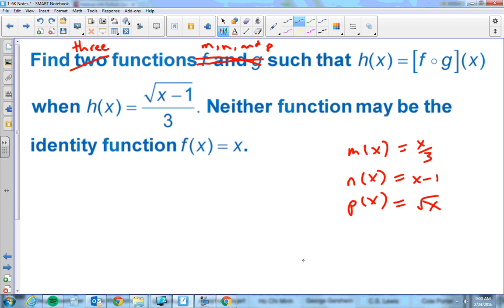I'll put it that way. n is the subtraction of 1, so that's our inner function. So my goal, once again, is to express h as a composition of these 3 functions. This came first. What comes next? Because square rooting comes next, p comes next. So p of that, n's inner, then p, and then m is the outer function. Okay?